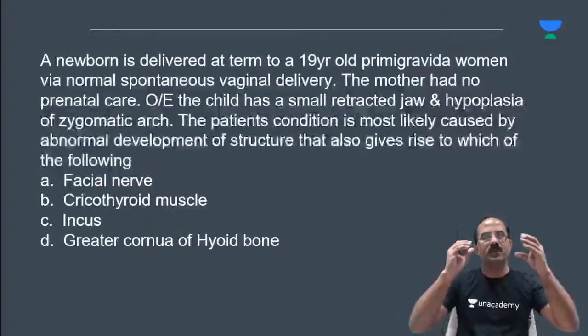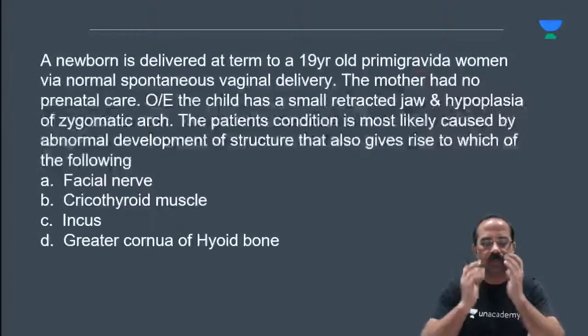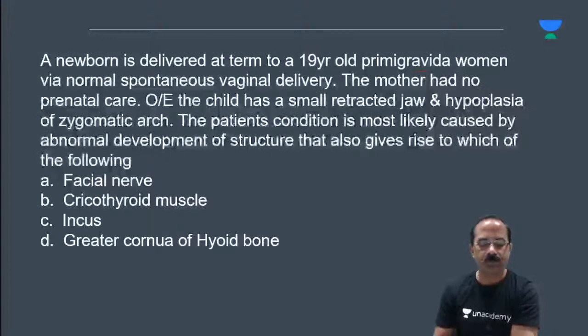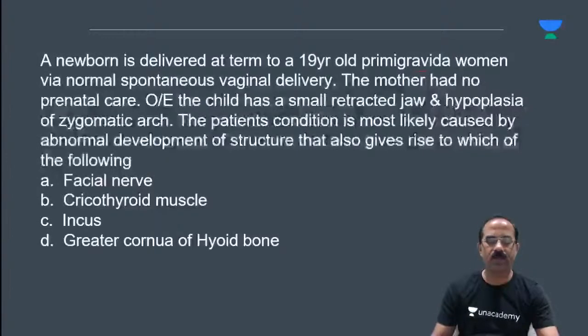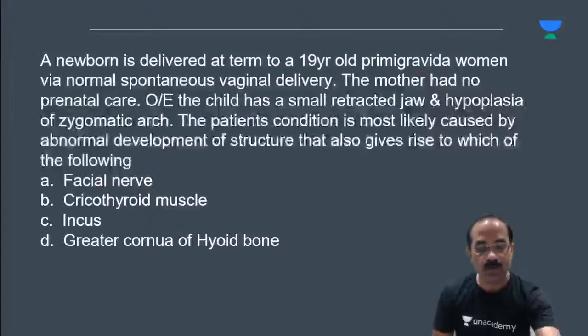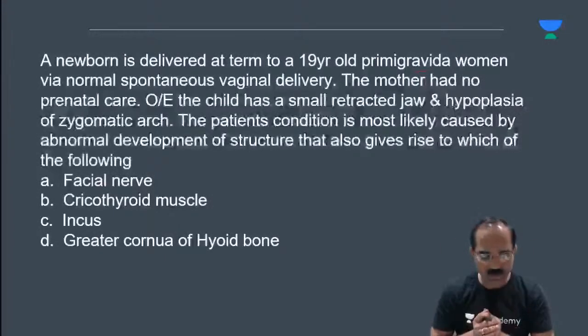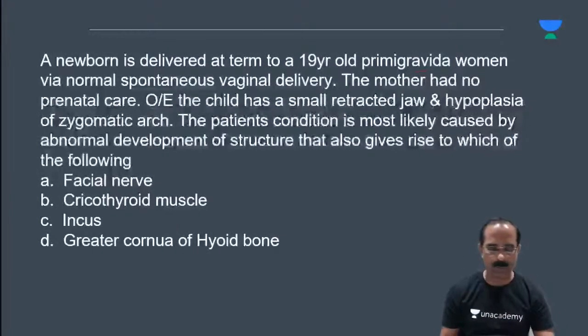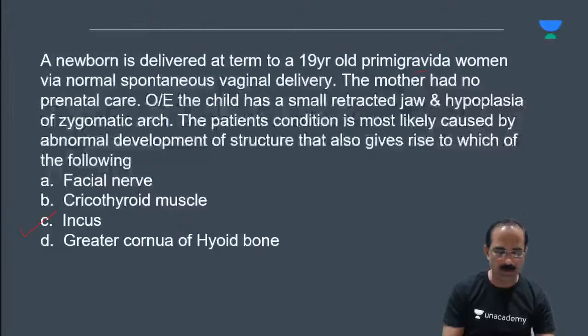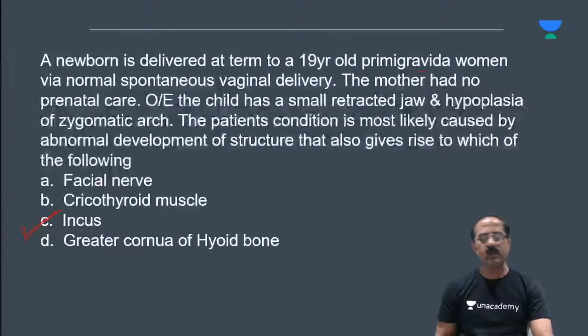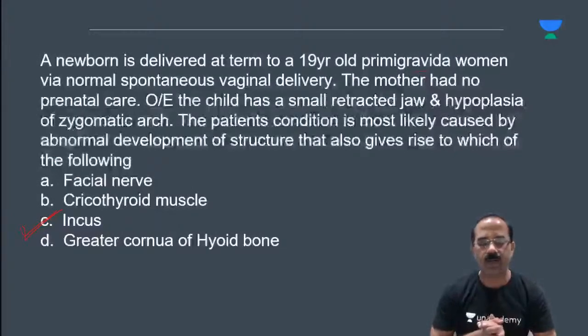So you know, students, the maxilla and the mandible, these two bones are derived from which pharyngeal arch? Come on, answer this. The maxilla and the mandible are derived from the first pharyngeal arch. So what else is derived from the first pharyngeal arch? In the options that we have, what else is derived from the first pharyngeal arch? Incus. The answer for this would be incus. Clear to all of you?